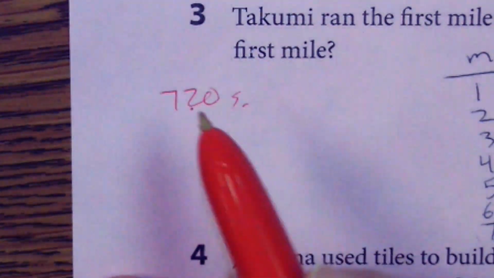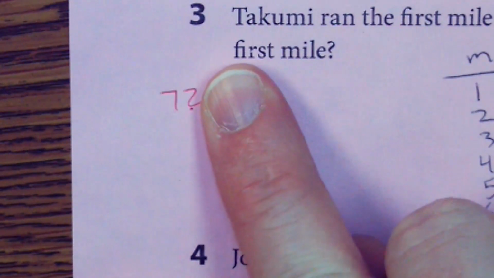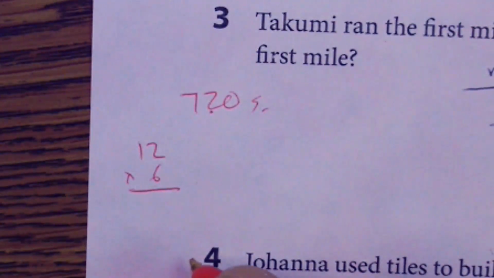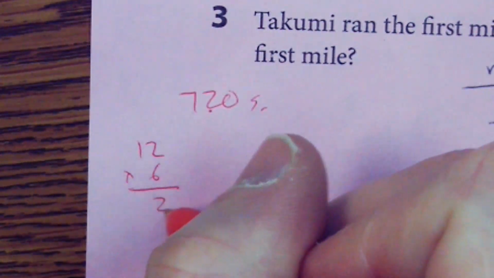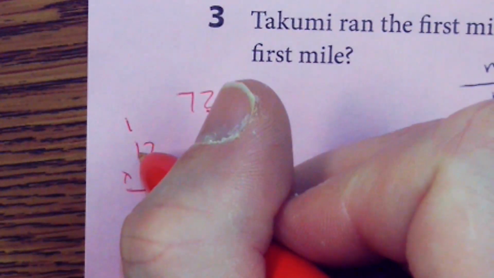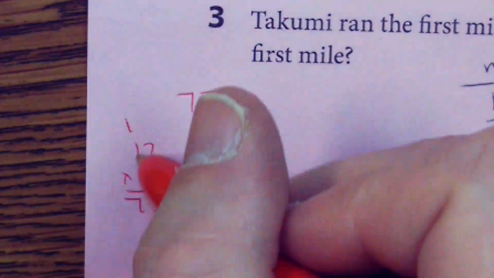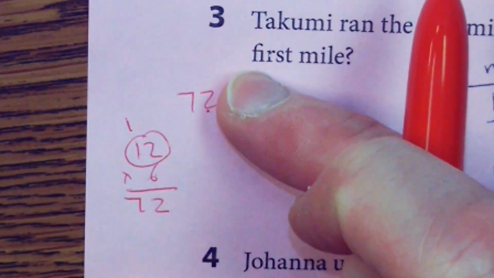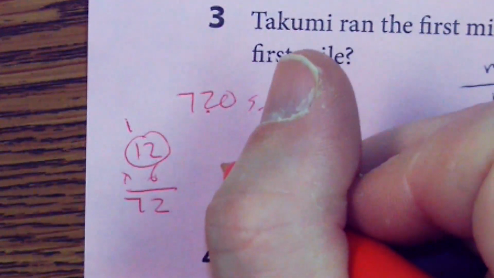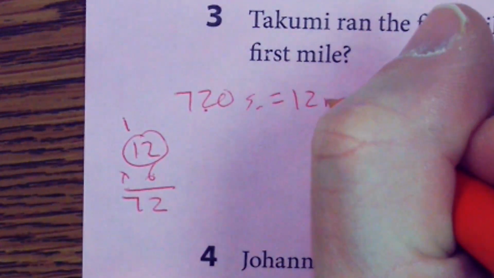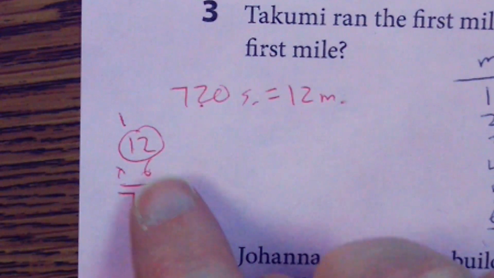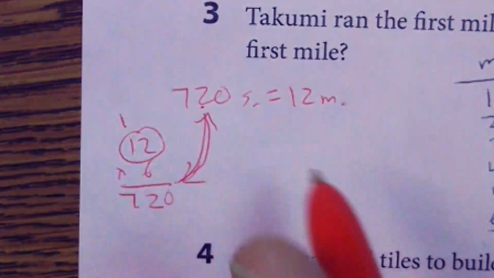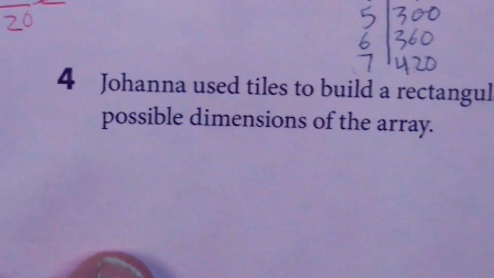You would have to think to yourself, 6 times what is 72? Isn't it 6 times 12? If you weren't sure, you could do a quick multiplication. 6 times 2 is 12, carry the 1. 6 times 1 is 6, plus 1 is 7. So you know that 12 times 6 would give you a 72, which means that 720 seconds equals 12 minutes. Okay, so it might be easier to think of a times 6, add a 0, because then you can get these two numbers to match. Okay, that's just me thinking out loud.